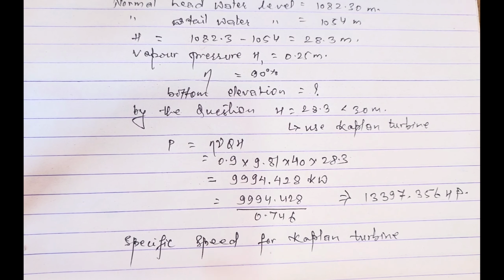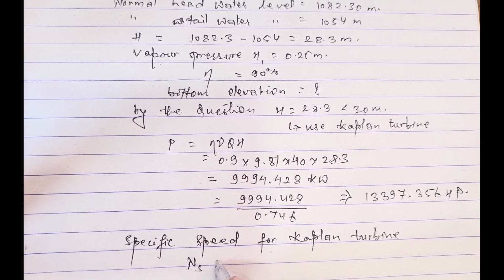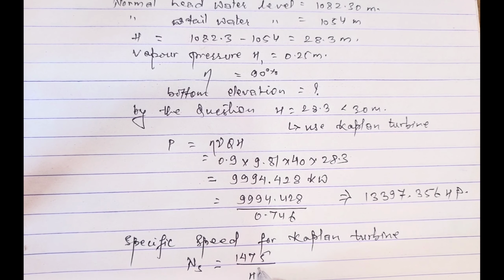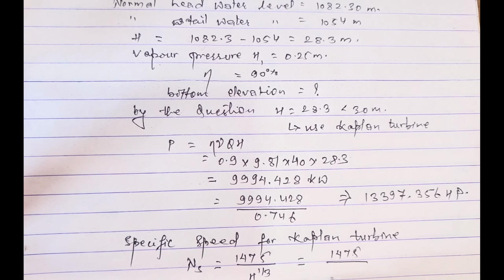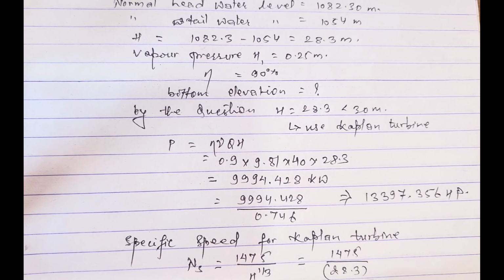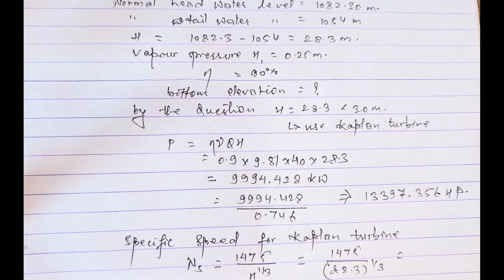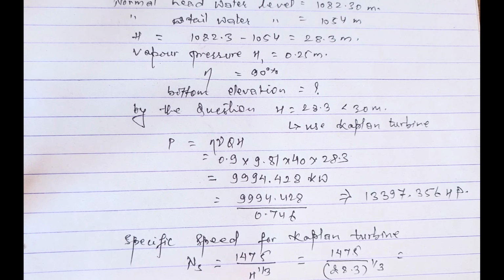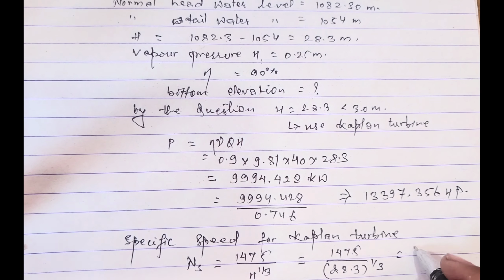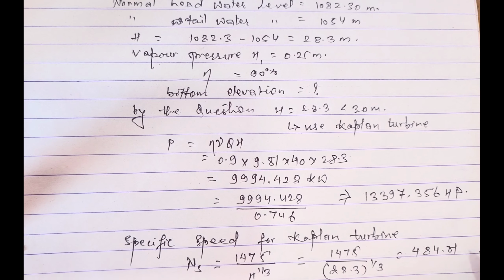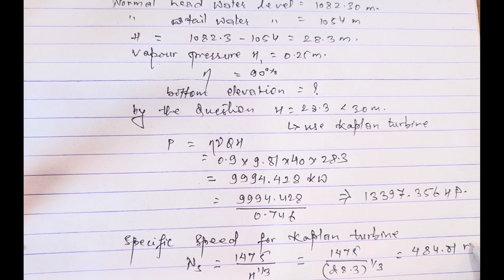After this, we will calculate the specific speed. The specific speed for Kaplan turbine Ns equals 1475 divided by H power 1 by 3, placing the value of H as 28.3 power 1 by 3. On solving this, we will get 484.01 RPM, which is similar to 484 RPM.